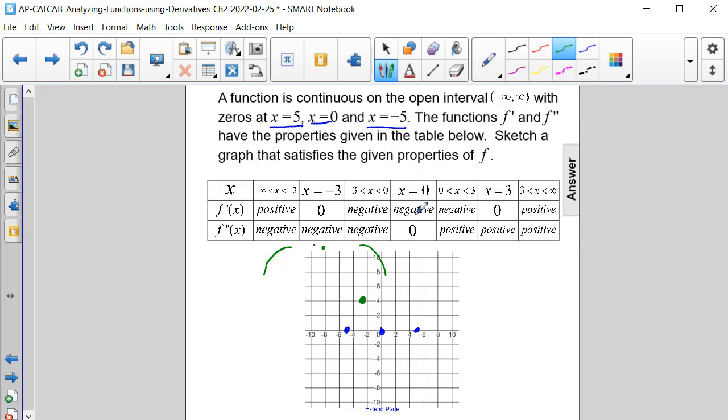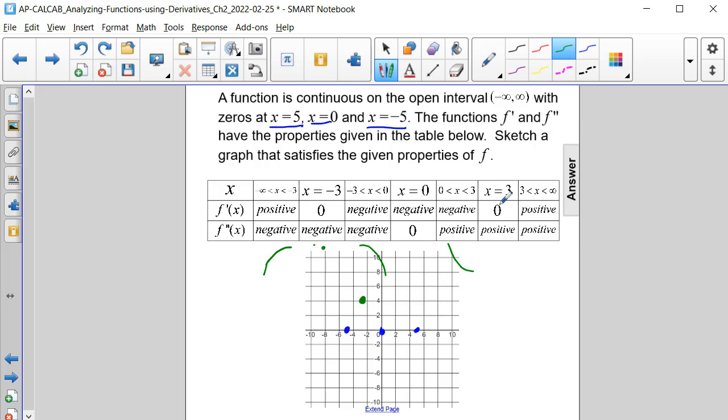And then at x equals 0, we have continuing to decrease, but then the second derivative is 0. So that means that this intersection at the origin is also a point of inflection. And then to the right of that, we have still a negative derivative, meaning the function is still decreasing, but we have a positive second derivative, so it's going to be concave up there.